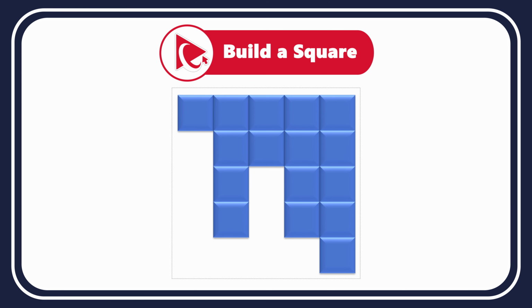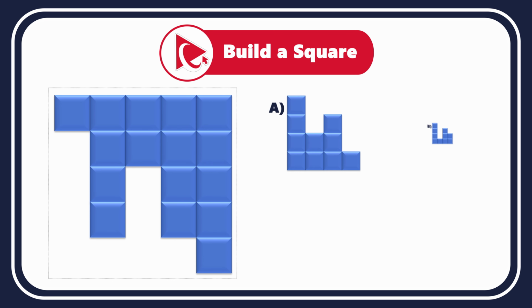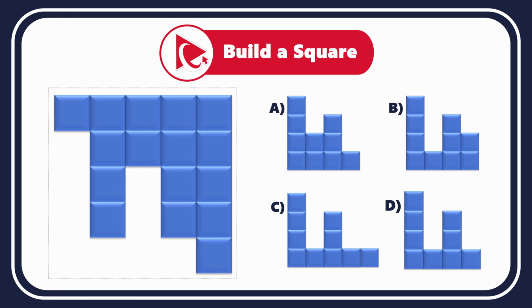You're presented with the partial shape, which you need to use to build a square. And you need to build a square by selecting the missing piece out of 4 possible choices. Choices A, B, C, and D. Take a close look to see if you can come up with the answer.